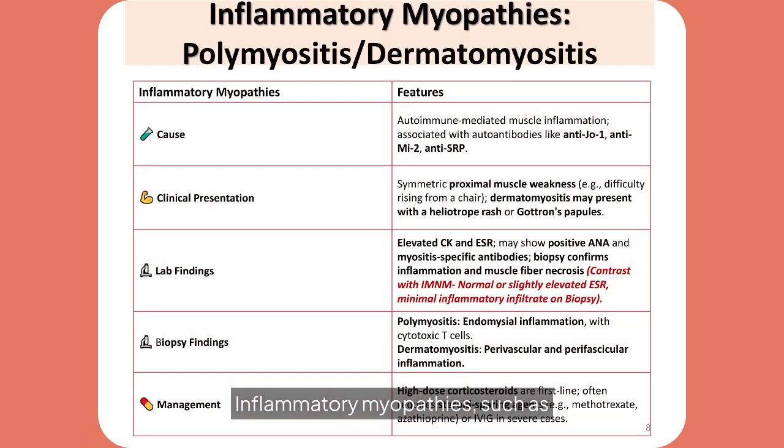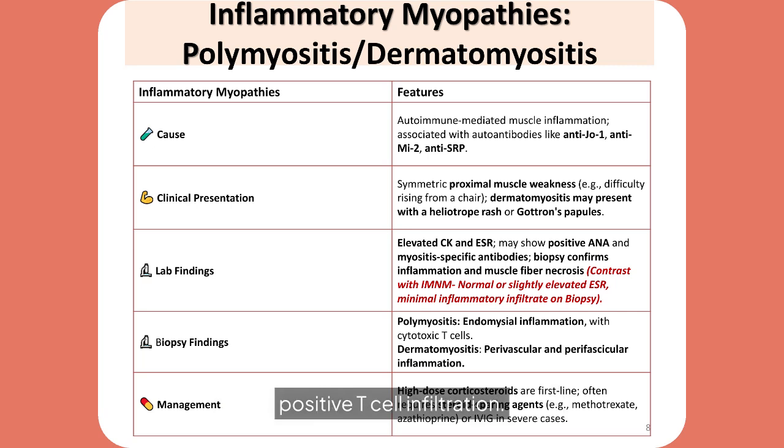Inflammatory myopathies, such as polymyositis and dermatomyositis, are autoimmune conditions. These autoimmune myopathies are characterized by symmetrical proximal muscle weakness, elevated CK and ESR, and histological evidence of muscle fiber inflammation. Polymyositis shows endomysial CD8 positive T-cell infiltration.